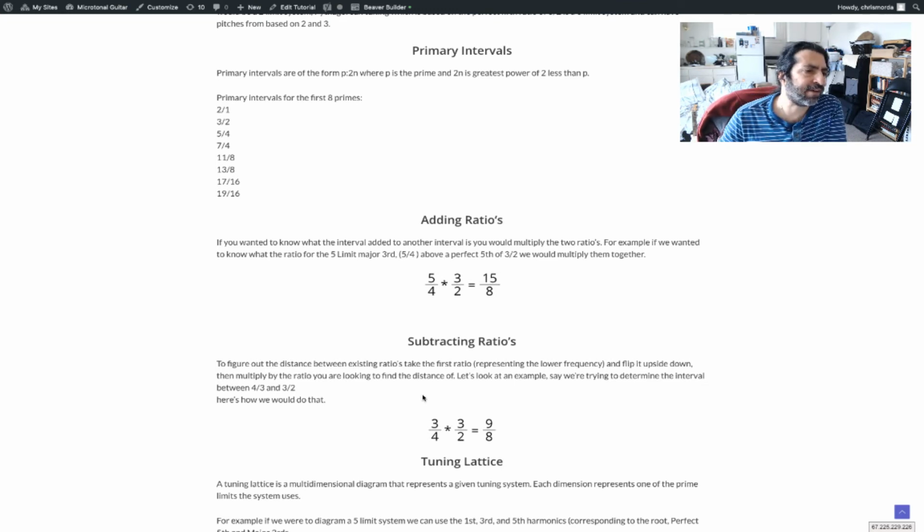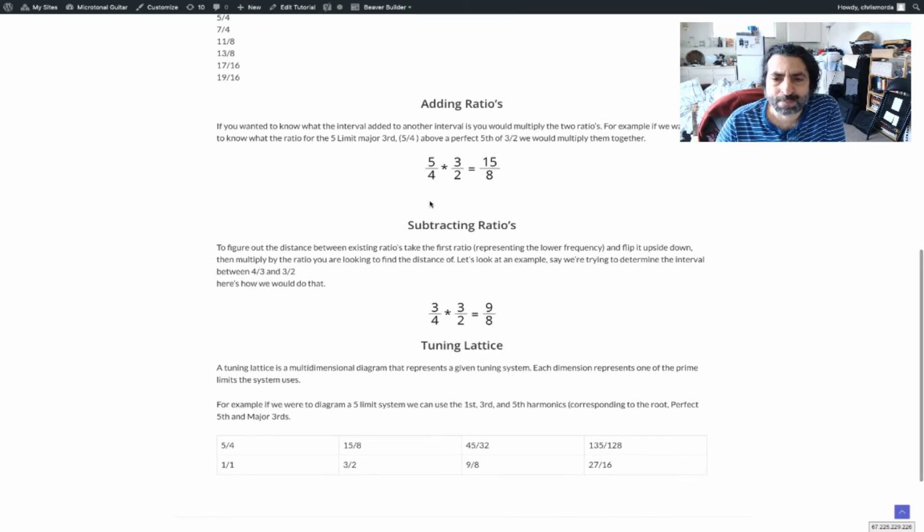Now, when we add ratios, we basically take two ratios and we multiply them together. That's how we add them. So if you have the 5 over 4 of your 1, right? You've tuned something, you've got your fundamental, you've got a 5 over 4 interval or pitch above it, and you want to get, well, what's the perfect fifth of that? Well, I would times 5 over 4 times 3 over 2, and we get 15 over 8.